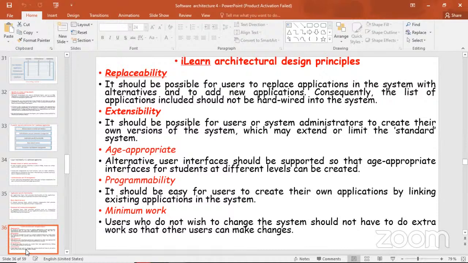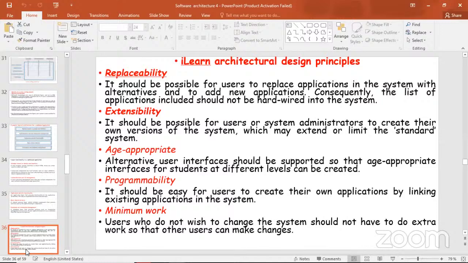So I'm sure you are still conversant with our Island software, where the teachers can configure for students, and check the students for plagiarism issues and issues of copyright and all that, in the previous lectures, right? Now, the Island architectural design principles. Replaceability: it should be possible for users to replace applications in the system with alternatives and to add new applications.